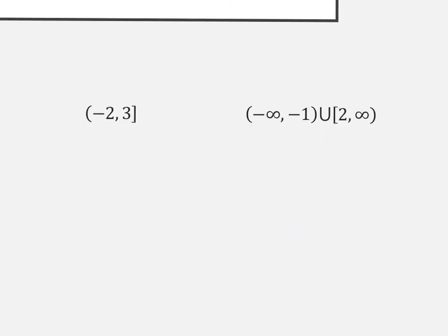On the flip side, if we had something already in set notation, we can say we have negative 2, and then eventually we'll have 3. Now, negative 2, because the parenthesis is facing to the right towards negative 2, we want to have the parenthesis facing the same way. And then for 3, the straight bracket. And then our solution set is everything in between.